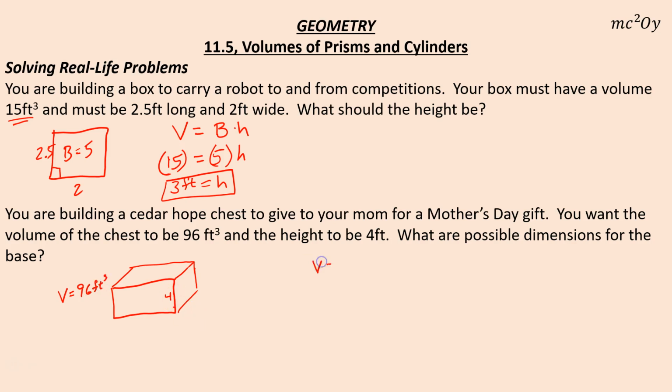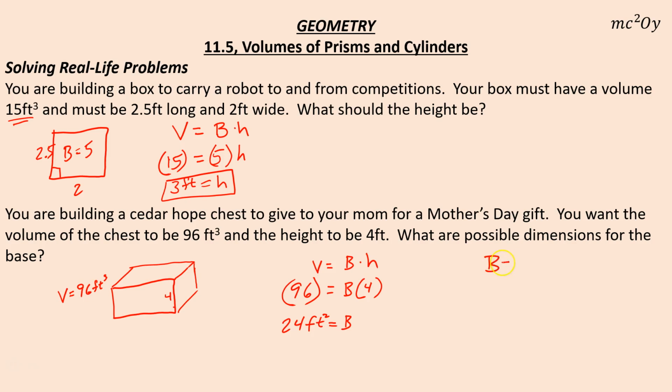Volume is equal to area of the base times the height. We know the height and we know the volume, 96. There's the base, and our height is 4. If we divide both sides by 4, we end up with 24, and the label is square feet for our base. In other words, you need to figure out the possible combinations that multiply to make 24.